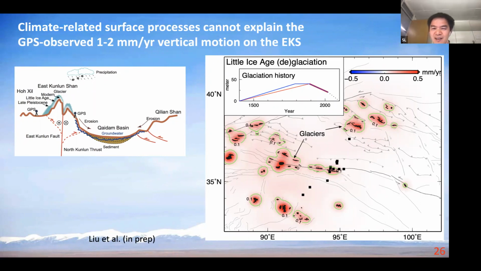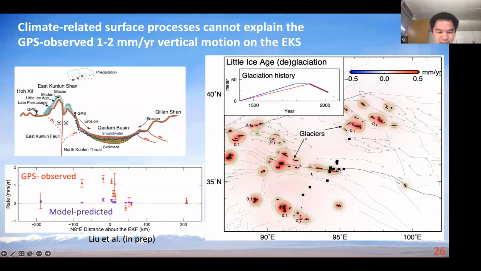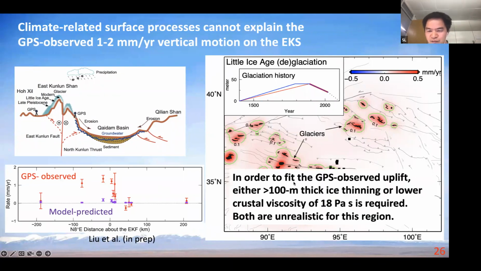And we then calculate the unloading uplift caused by the deglaciation. We found a very subtle uplift localized about the modern glaciers. You see this, it's very small. And once we plot on this profile, we found it's a very small fraction of the GPS-derived uplift, maybe 10%.